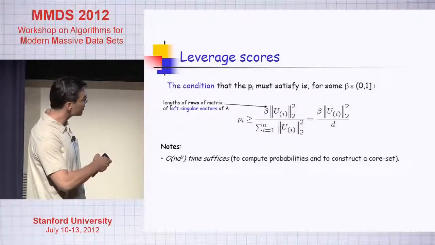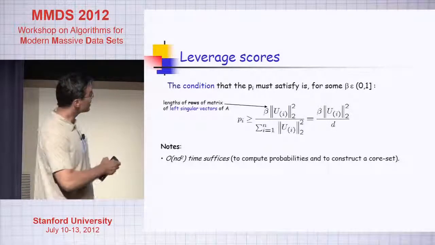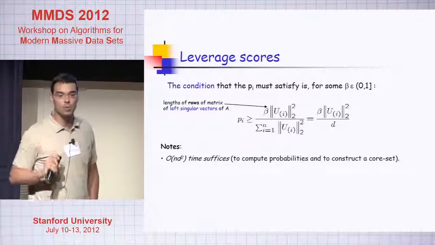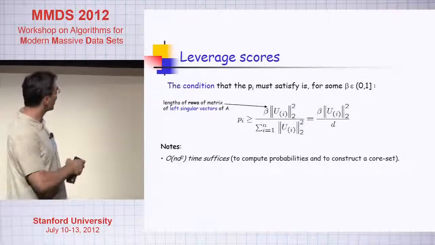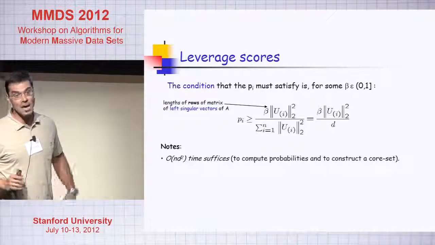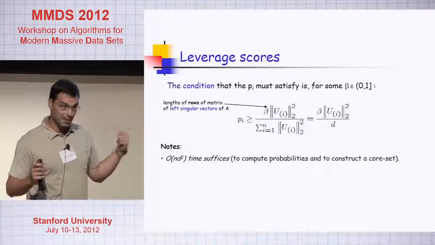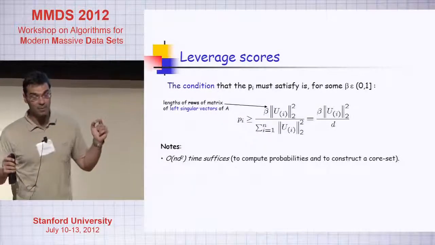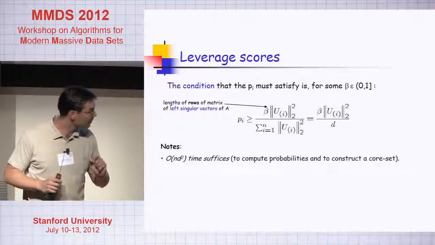here. The Euclidean norms of the rows of U, this is just a normalization factor. This beta is saying that you don't need to compute them exactly. Approximations will suffice as well. How much time do I need to compute the leverage scores? I need a lot of time. Order n d squared. We'll come back to this point later, and David Woodruff will have things to say about this in his talk as well.